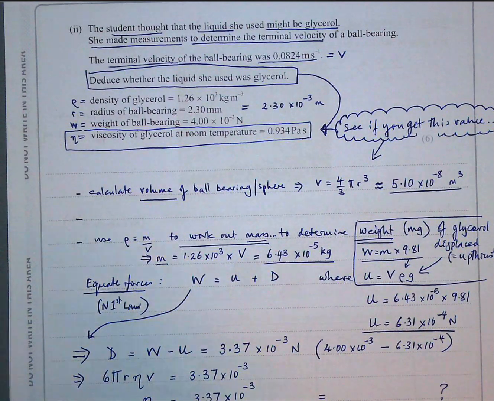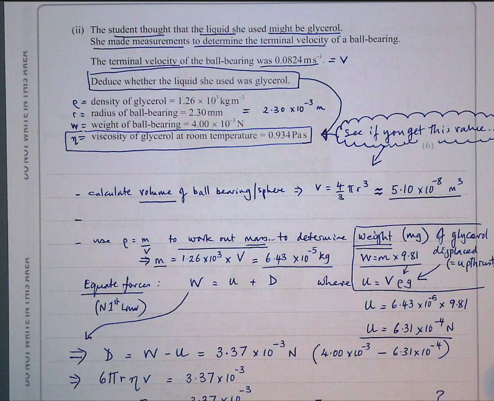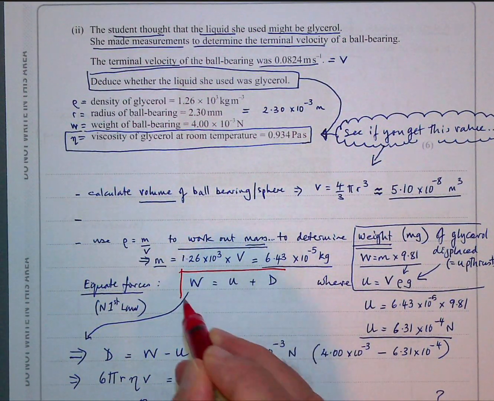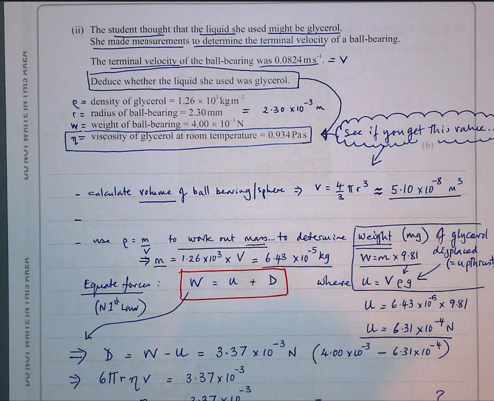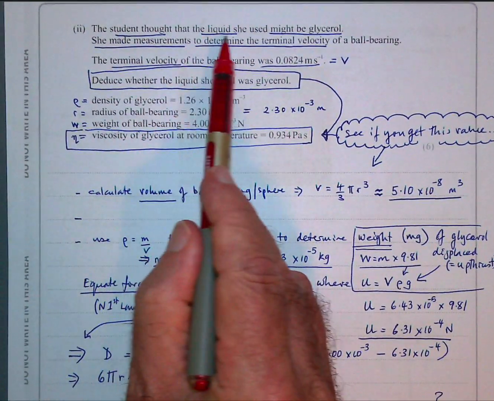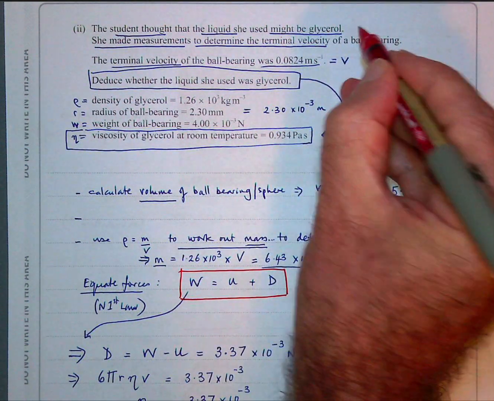So you now know the concept. Here's the maths. Once we know that, we have to equate these forces. Weight is equal to upthrust plus drag. That's the central theme of this question. So let's go through it. The student thought that the liquid she used might be glycerol. So that's the hypothesis.